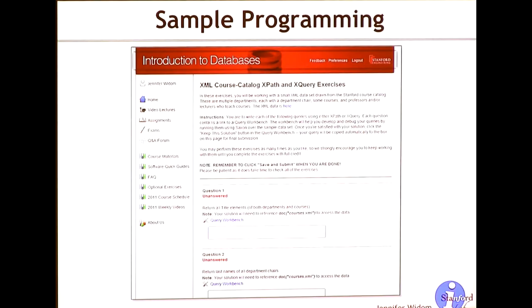And for programming, we also developed automatic, not too sophisticated, but automatic checking of SQL queries. So we'd give them a query that they needed to write, and we'd check whether they got the right answer. We also did it for triggers and views. We also did XML queries. We did XPath and XSLT. So we built a lot of stuff.